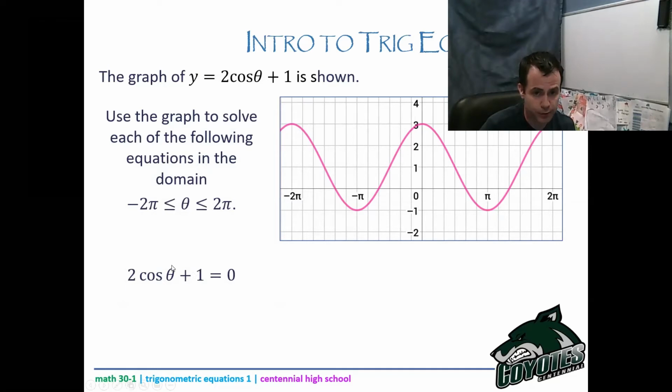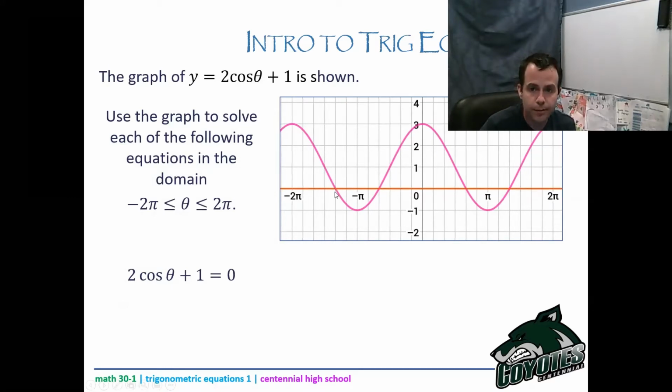You'd put 2 cos theta plus 1 in y1 and 0 in y2. Well, you've already got 2 cos theta plus 1 graphed. It's right here. So we just have to add y equals 0 to that. Y equals 0 is the x-axis. So here I go. I'll add in a line on the x-axis. And now I can see where my solutions are.